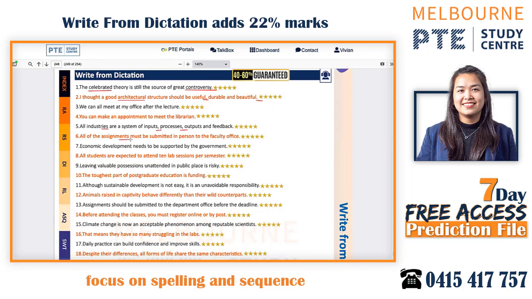So that's the reason why write from dictation is important, because computer marks every single word. It needs to be correct spelling and correct sequence. In that case, you need to make sure that all of them are correct. Then you will be able to get a good score, okay?